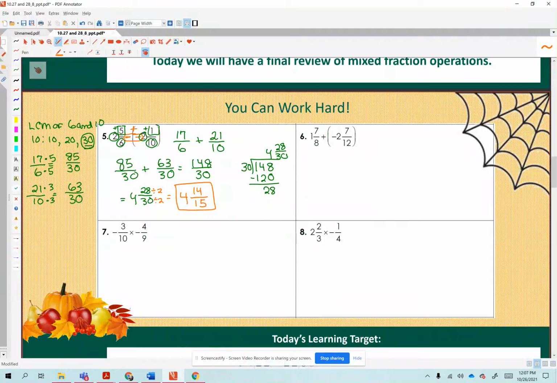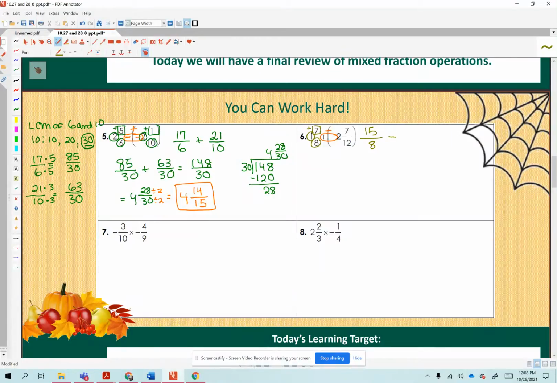So number 6, we are adding a negative. Adding a negative is simply subtracting. And the first thing we need to do with number 6 is convert these mixed numbers to improper fractions. So 8 times 1 is 8, plus 7 more equals 15. So the first fraction can be rewritten as 15 over 8.